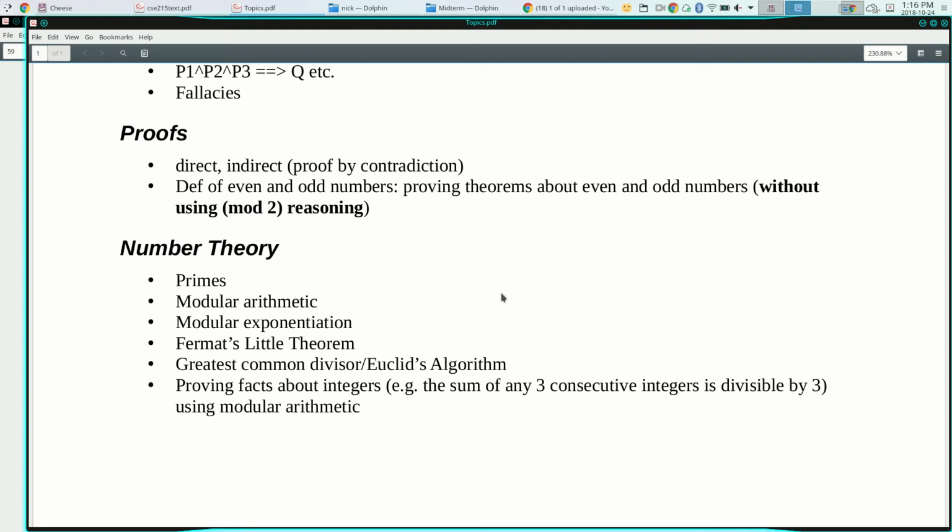And then proving facts about integers, like the sum of any three consecutive integers is divisible by 3 using modular arithmetic. Again, as soon as you see that, divisible by 3, think, what if I work mod 3? And if you work mod 3, you don't have to work with any 3 consecutive integers, because you only have 3 integers to deal with, 0, 1, and 2. Any integer that you pick is congruent to either 0, 1, or 2. You've got 3 cases, right? And for each of those 3 cases, you can write down an expression for the sum of those 3 consecutive integers and show that it's divisible by 3.